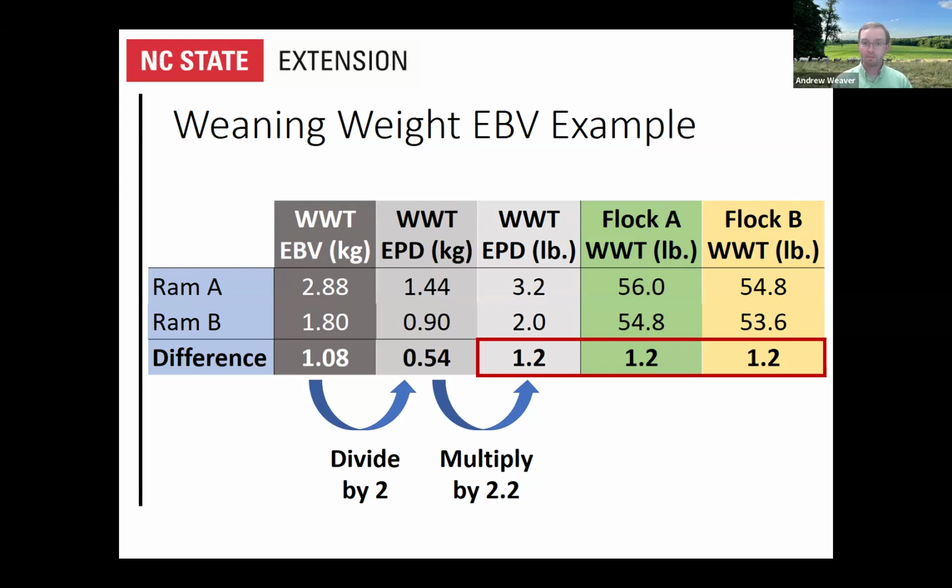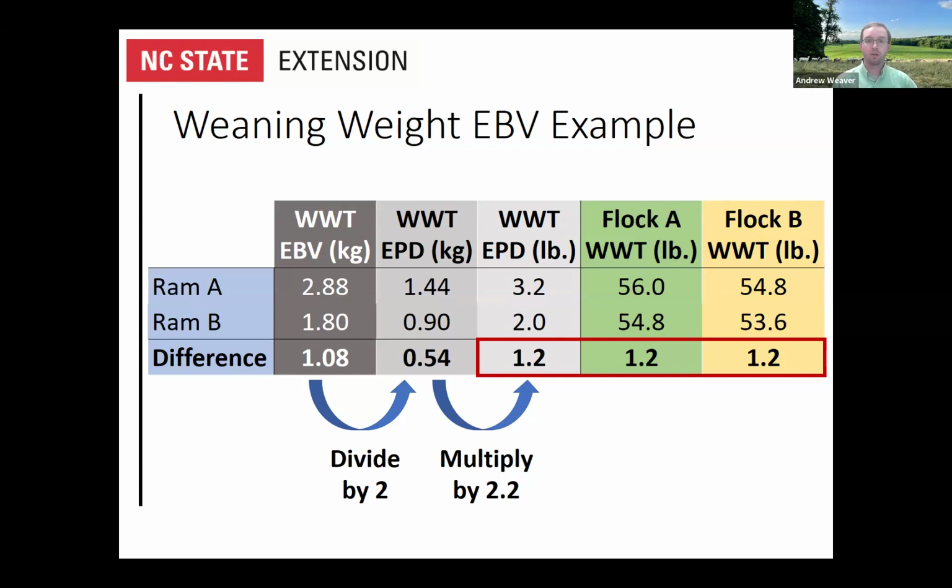In flock B, Ram A's offspring average weight was 54.8 pounds. Ram B's offspring average weight was 53.6 pounds. Now notice the weaning weights are not the same. The weaning weights between flock A and flock B differ, but the relative difference in animal performance, the progeny of Ram A relative to the progeny of Ram B, is the same across flocks.